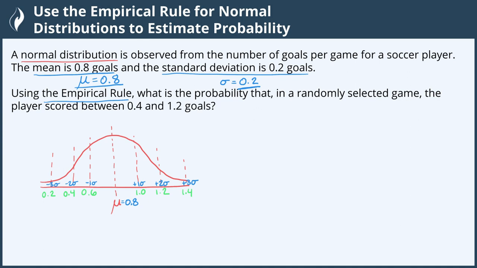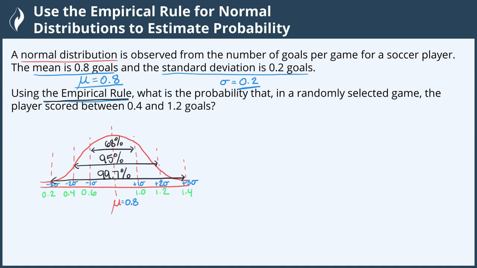Now that we've filled out our normal curve, let's go ahead and fill out what we know about the empirical rule. The empirical rule is a rule of thumb that tells us that approximately 68% of the data falls within 1 standard deviation of the mean. Within 2 standard deviations of the mean, approximately 95% of the data falls, and within 3 standard deviations of the mean, 99.7% of the data will fall.